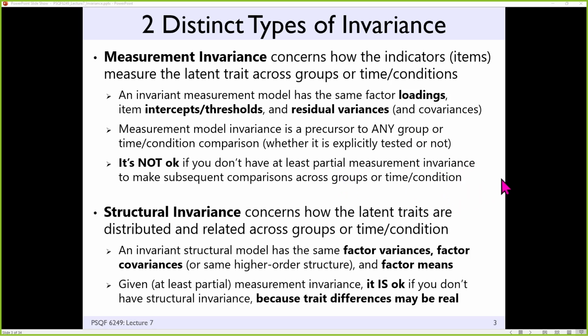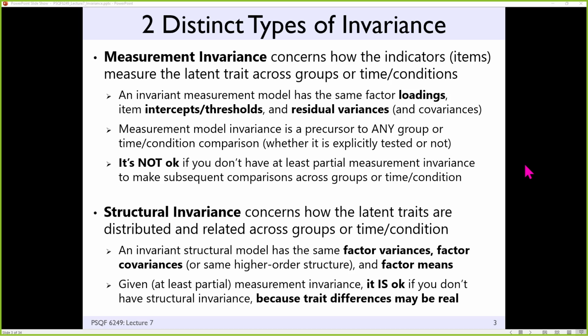So assuming that you have at least partial invariance, that most of your measurement model parameters work the same way across groups, occasions, or time, then you can look at structural invariance. And that pertains to the structural model parameters, which are the same, by the way, regardless of whether you're talking about CFA, IRT, or IFA. At that level, we have factor means, factor variances, and factor covariances. So structural invariance is whether those terms can be constrained equal across groups. And that is a real question.